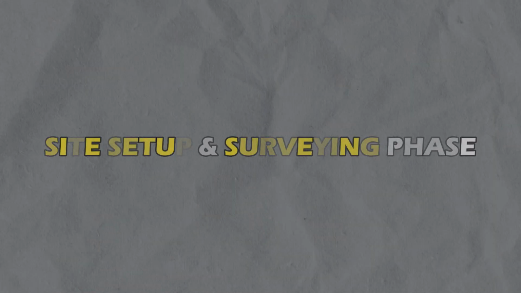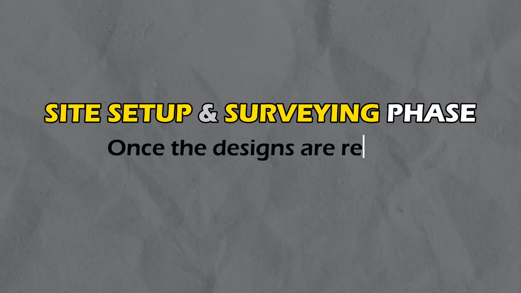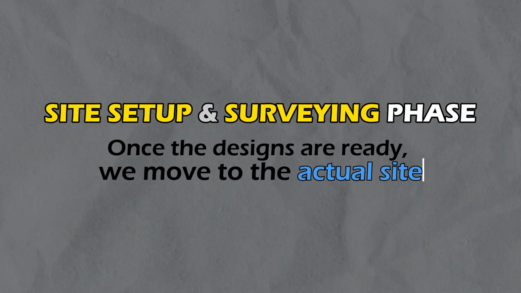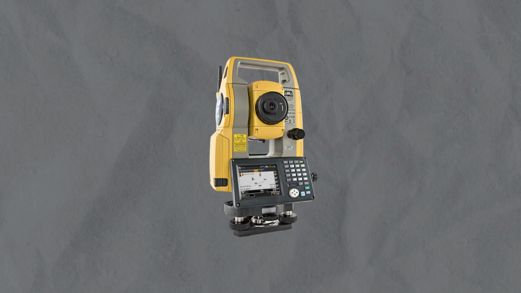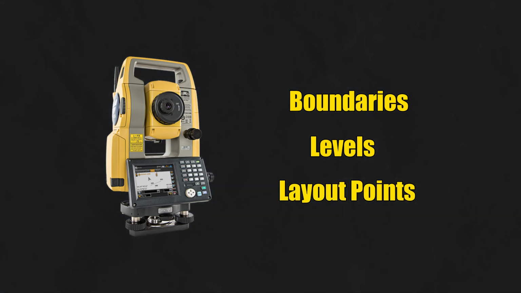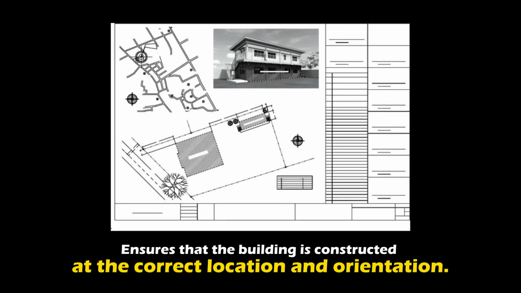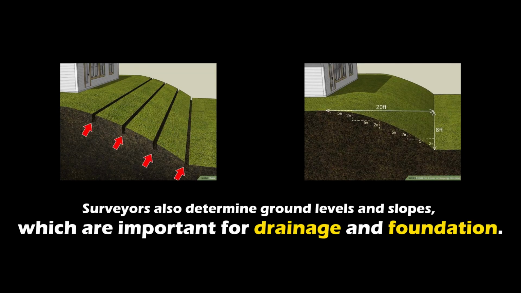Section 2. Site Setup and Surveying Phase. Once the designs are ready, we move to the actual site, but we don't just start digging right away. Surveyor, a land surveyor, uses tools like total station to mark boundaries, levels, and layout points. Ensures that the building is constructed at the correct location and orientation. Surveyors also determine ground levels and slopes, which are important for drainage and foundation.